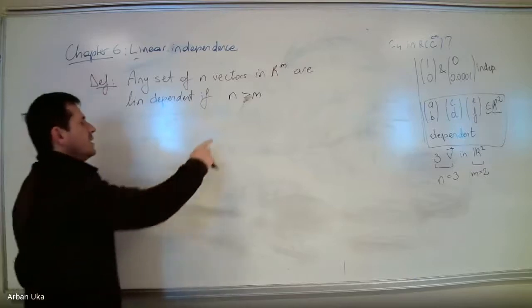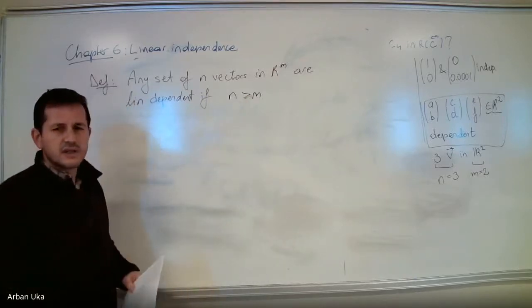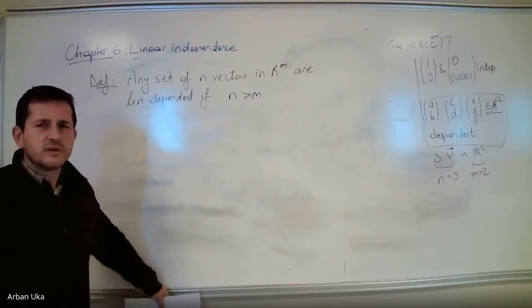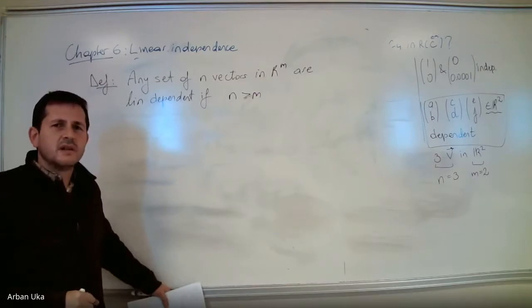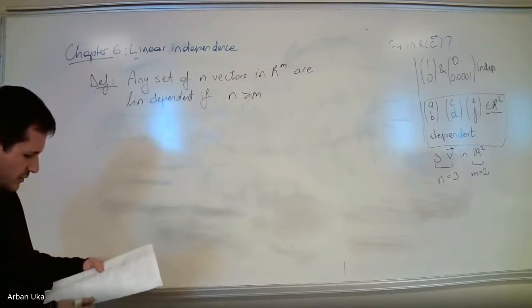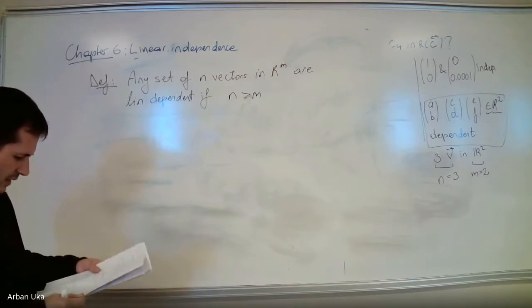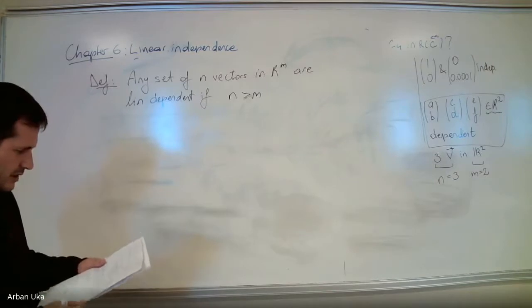So that's a good sentence which might bring us to intuition better, which is the following. If you have more vectors than the dimension of the space, then these vectors should be linearly dependent with respect to each other.